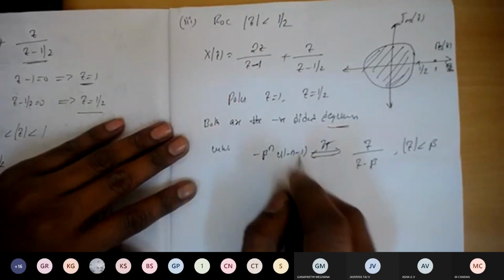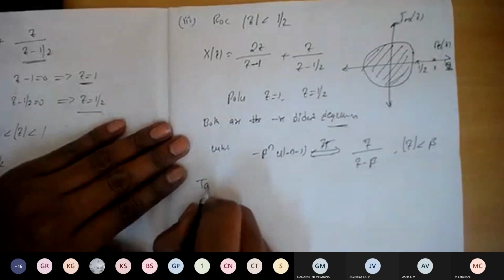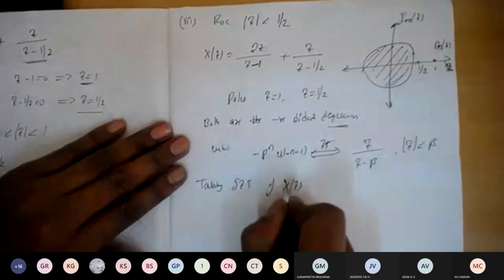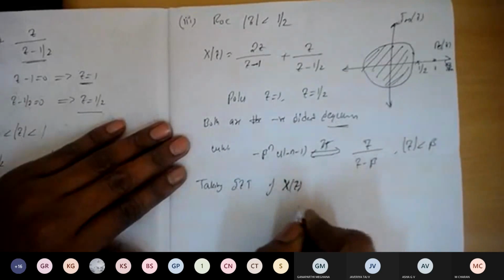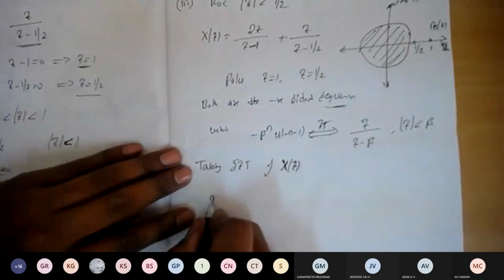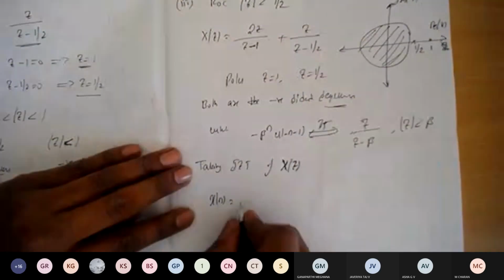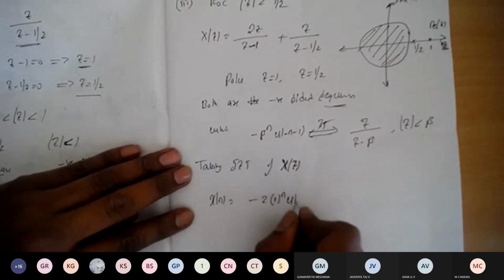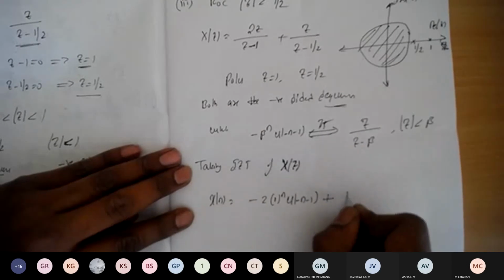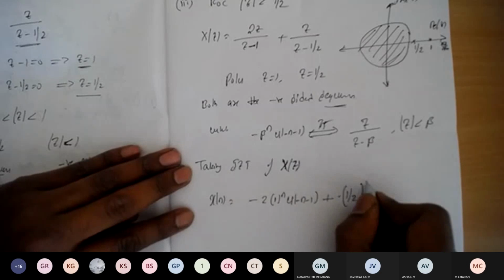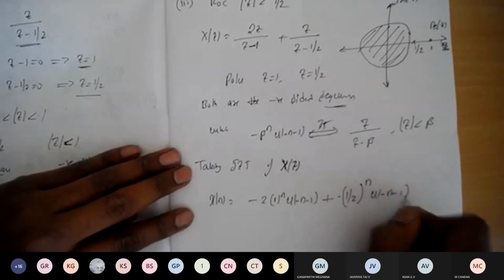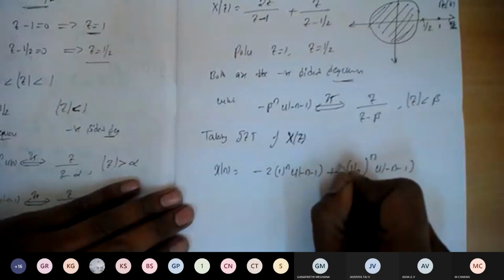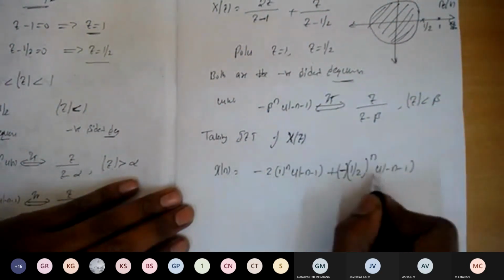Now we'll take the inverse Z transform based on this one. Taking the inverse Z transform of X of Z, this will be X of n, and this is nothing but minus 2 into 1 to the power of n into u of minus n minus 1, plus, with the minus coming outside, 1/2 to the power of n into u of minus n minus 1. So I'll put a bracket for this one, with minus 1 also.